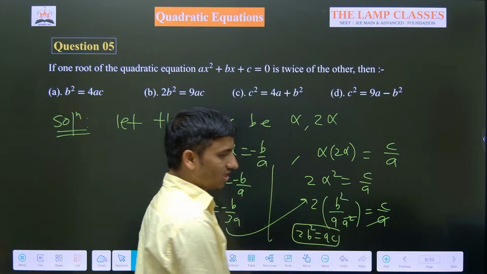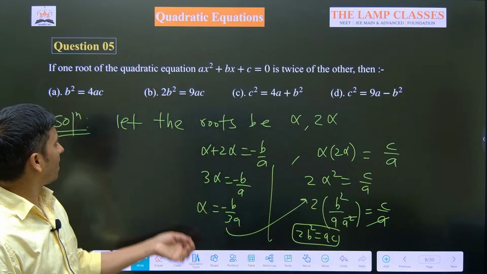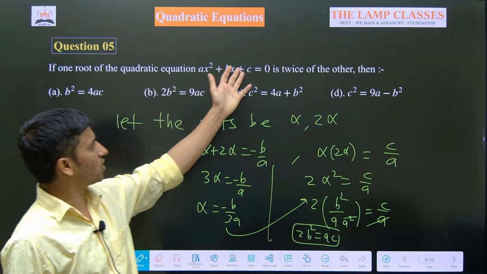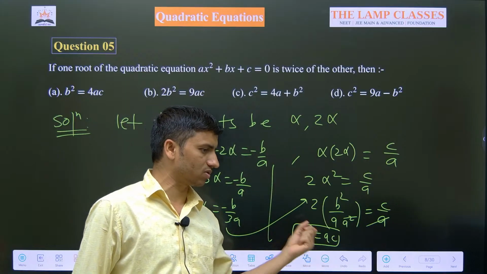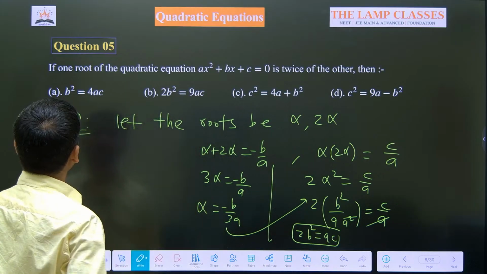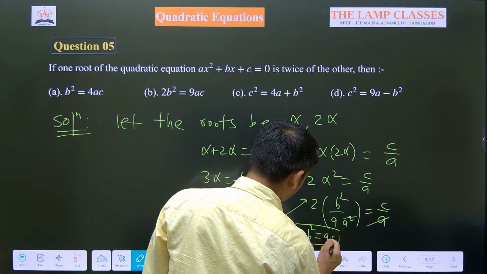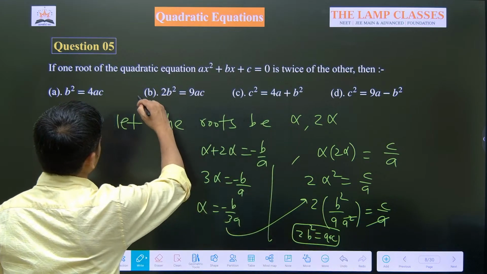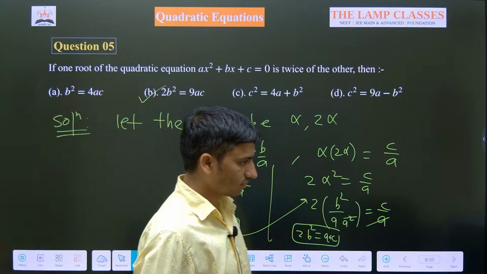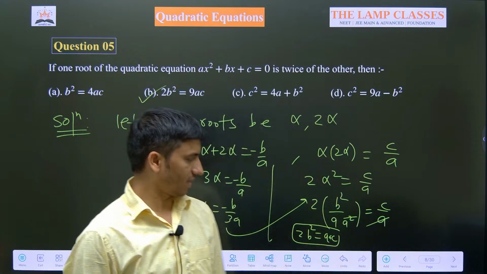In 2-mark question they might ask you to prove that if one root of this is twice of the other, then prove that 2b square is equal to 9c. 9ac, right? Yeah, a will go to the right side, no? It's 9ac, you're right. So it's option B. That's right, guys.